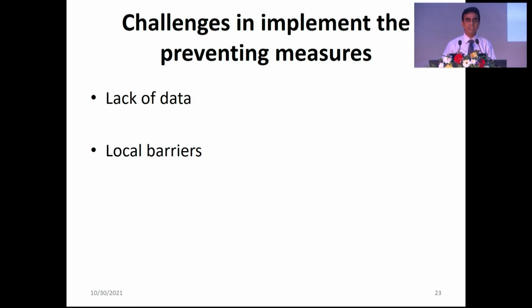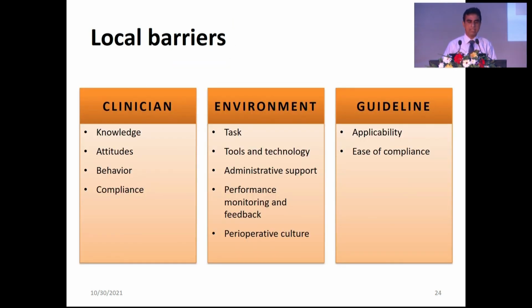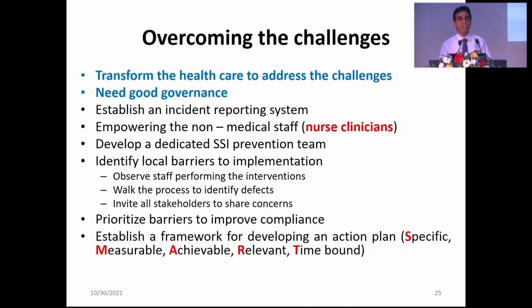But what are the challenges in implementing these preventive measures? One is lack of data, as I mentioned already, and local barriers. If you look at the barriers on the clinician side, there are barriers because of knowledge, attitude, behavior, and compliance. And there are factors in the hospital as well: the tasks, tools, and technology. And whether the guidelines are applicable or acceptable is a problem. Therefore, how can we overcome these challenges?